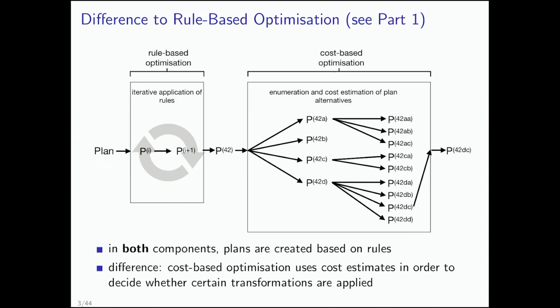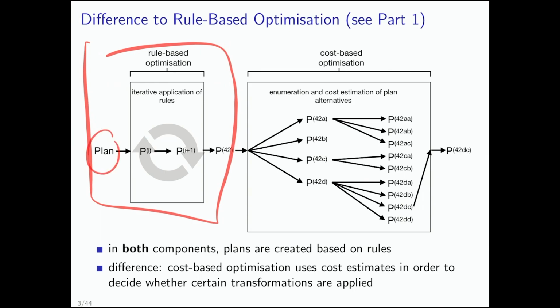And this is the difference, and this is important to understand. That's the difference to part 1 last week. So last week was this one. Yeah? So we started with a plan. Yeah, then we had this iterative application of rules.